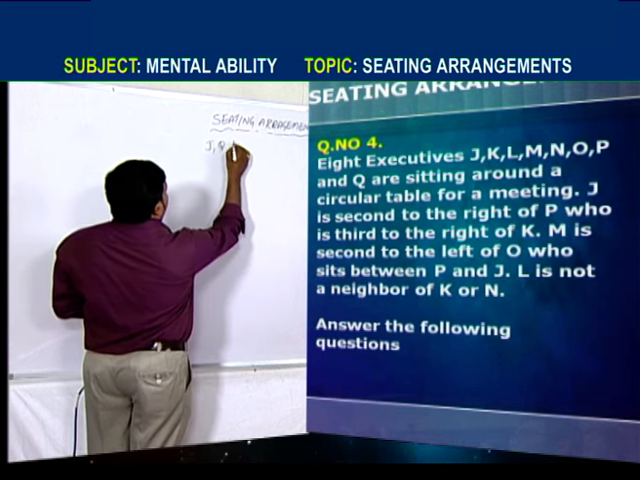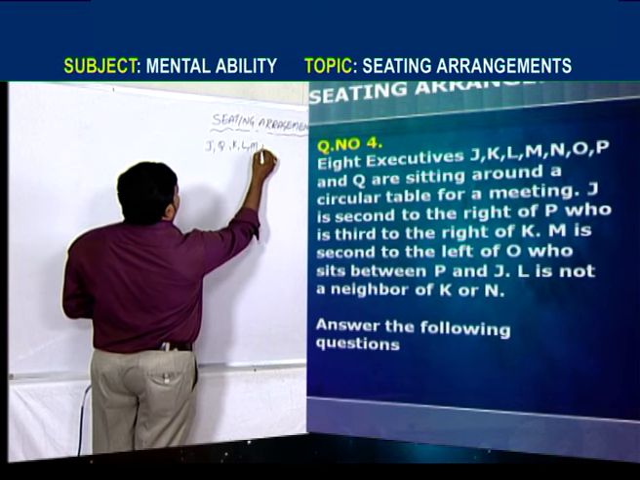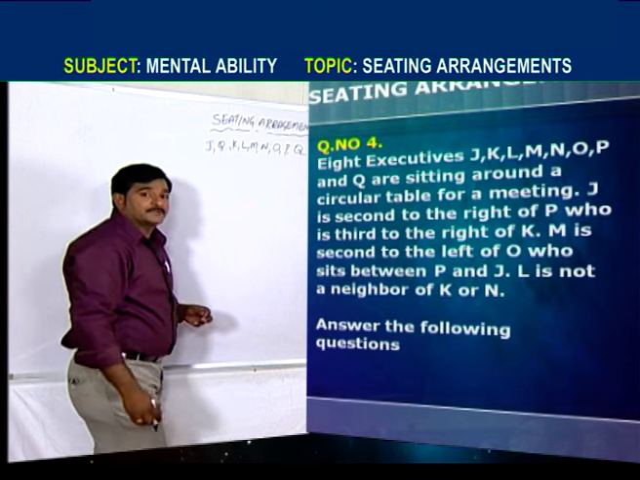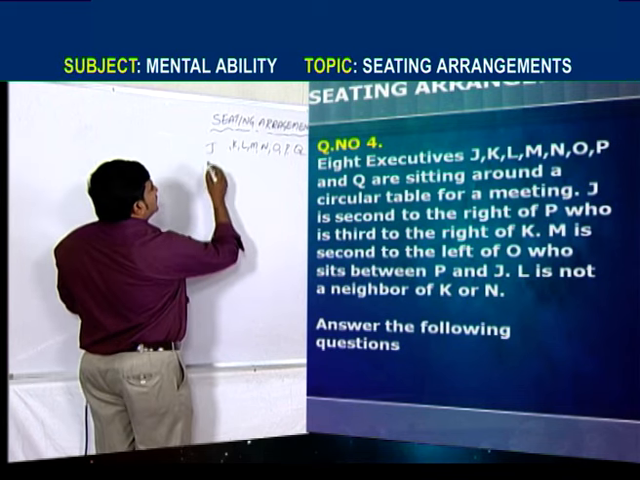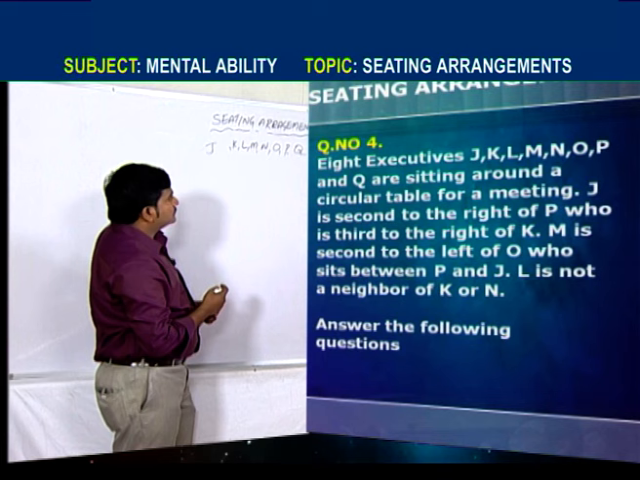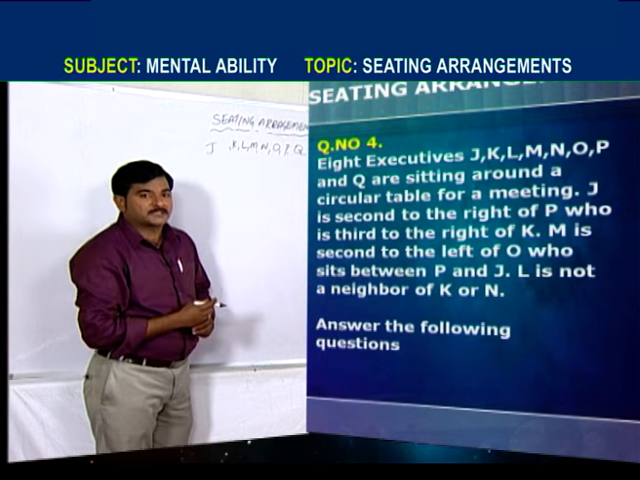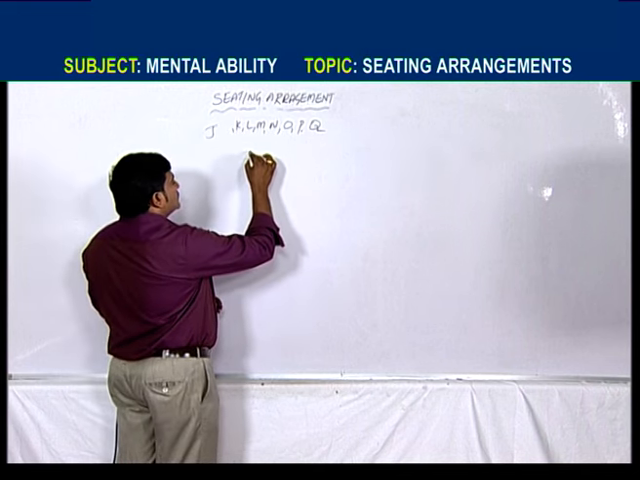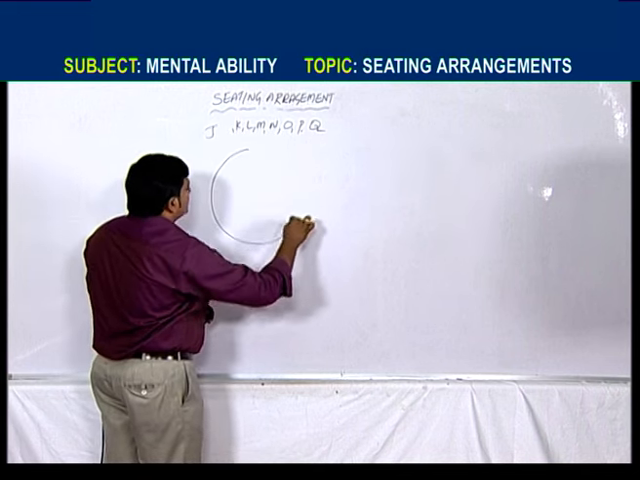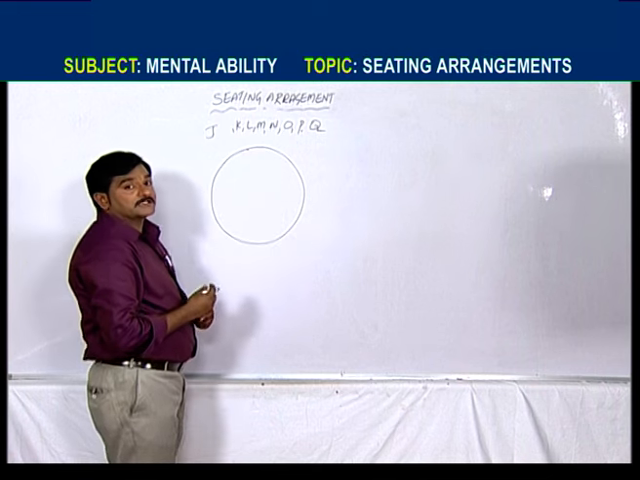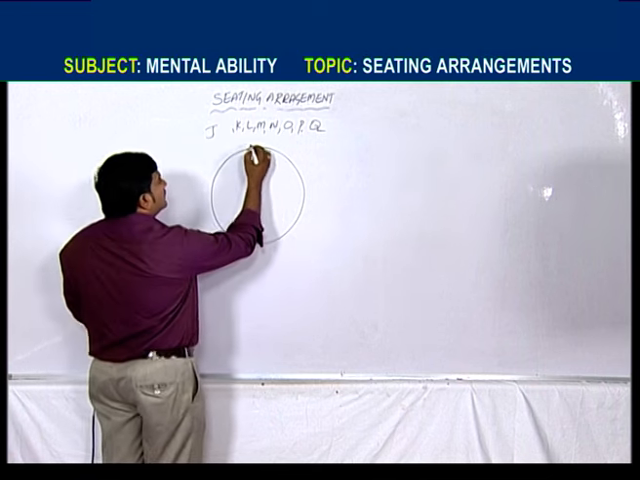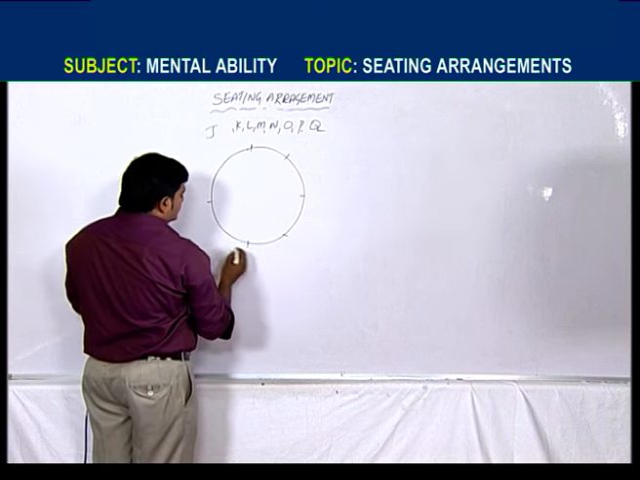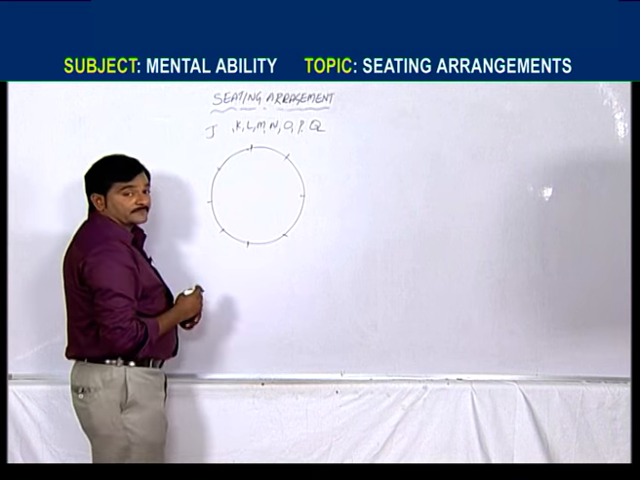J, K, L, M, N, O, P, Q. These are the 8 executives. Who are they? J, K, L, M, N, O, P and Q. These are the 8 executives. Whenever you mention 8 executives, you should think of the directions concept. 8 directions, how will you take them? Like that: north, south, east, west, northeast, southeast, southwest, northwest, in that way.